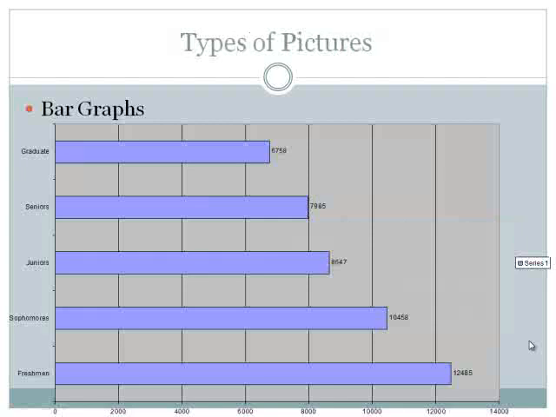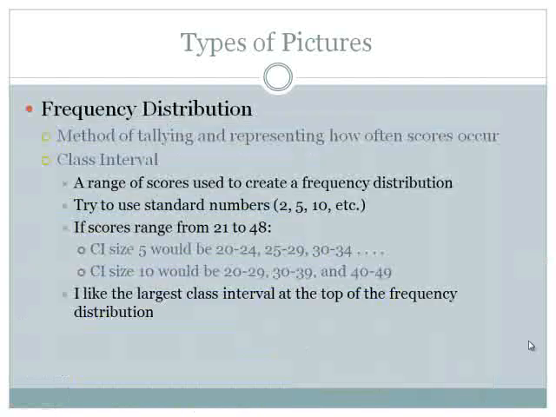The next type of picture is a bar graph. The bars represent the number or the percentage in a category. Again, the highest, or in this case the longest, highest if you turn it on its side, the longest bar or the highest bar represents the category with the greatest number in that category.